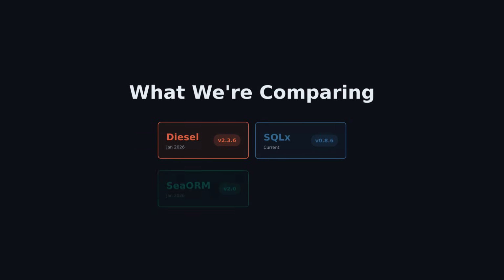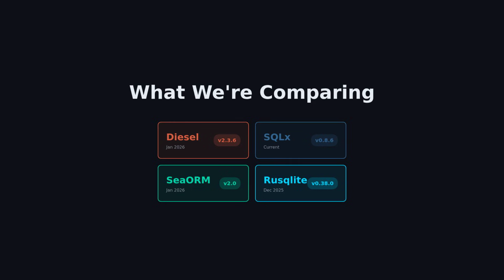Today we are comparing the top 4 Rust database libraries as of February 2026. Diesel version 2.3.6, released January 2026. The mature, compile-time checked ORM. SQLx version 0.8.6, the current stable release.